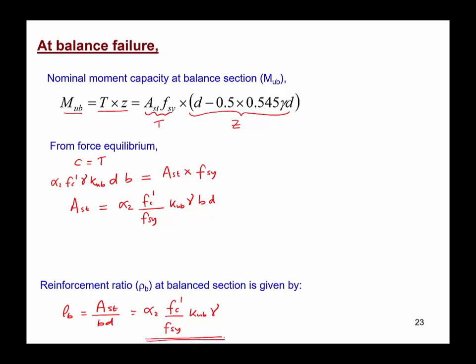What this equation does is that we can find out what amount of steel in the concrete beam will give the balance section. Any steel more than the balance section will go into the over reinforced region, and any steel below the balance section goes into the under reinforced region. The next slide will make this a bit clearer.